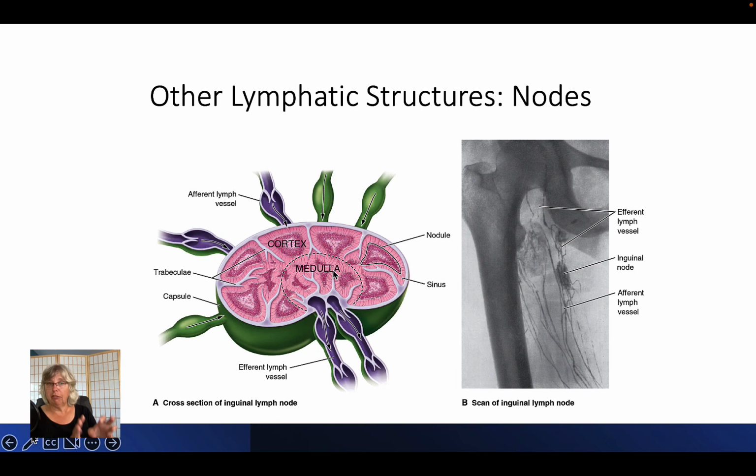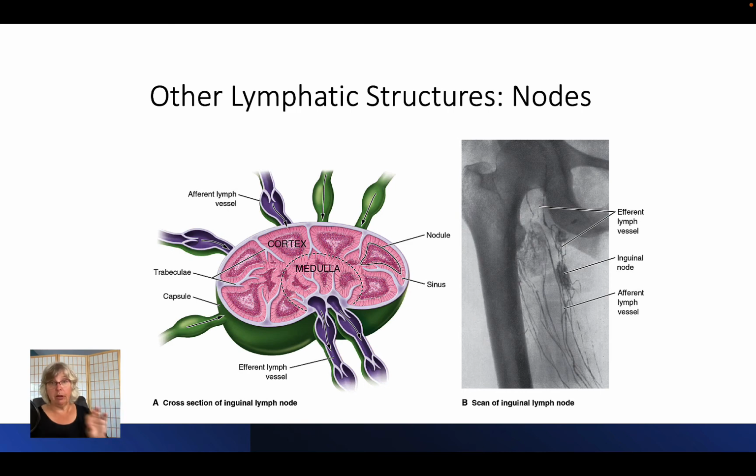The lymph node is divided into segments called nodules, and the dividing lines are the sinuses. And it turns out that it's quite important to slow the flow of fluid through this lymph node so that it can do its work of filtering out anything that doesn't belong.